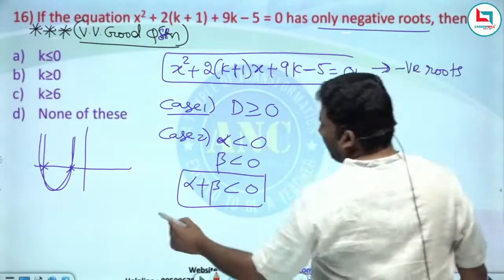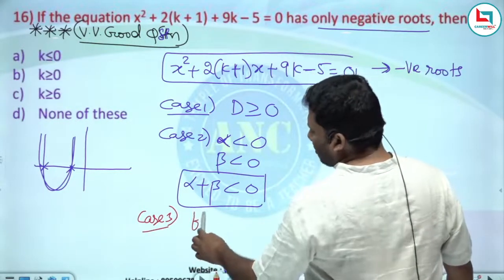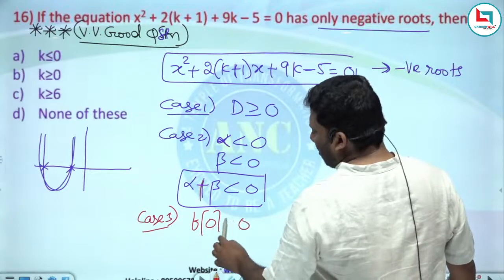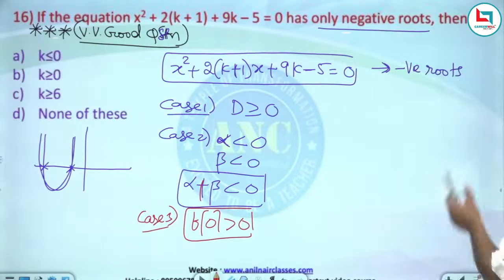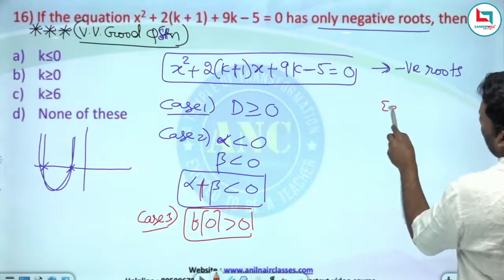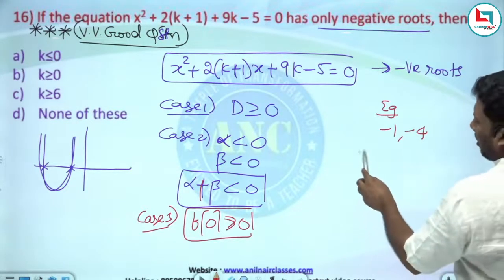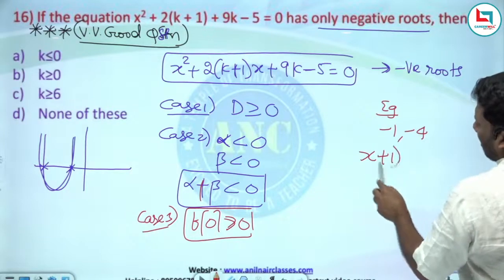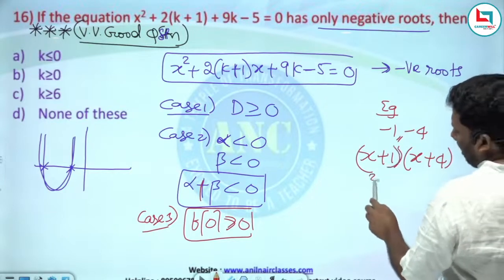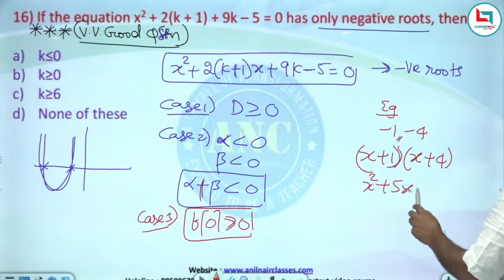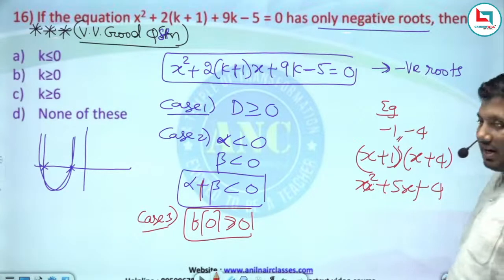Case 3: f of 0 is greater than 0. Why is f of 0 greater than 0? Let us take a very simple equation. For example, if I take two roots, both negative, -1 and -4, the quadratic equation will be (x plus 1)(x plus 4), which is x square plus 5x plus 4. If I substitute 0, I get 0 plus 0 plus 4, and 4 is greater than 0.